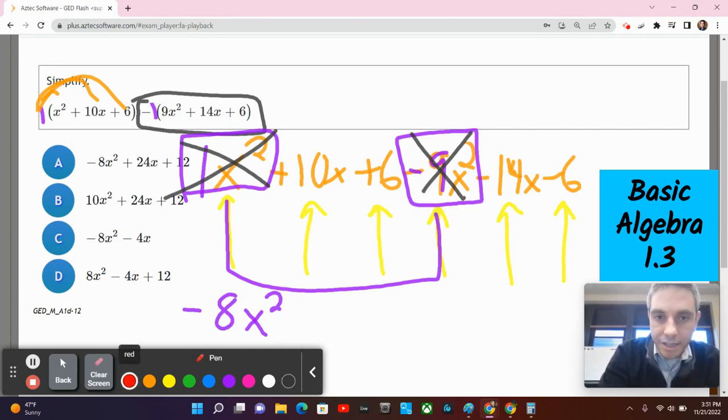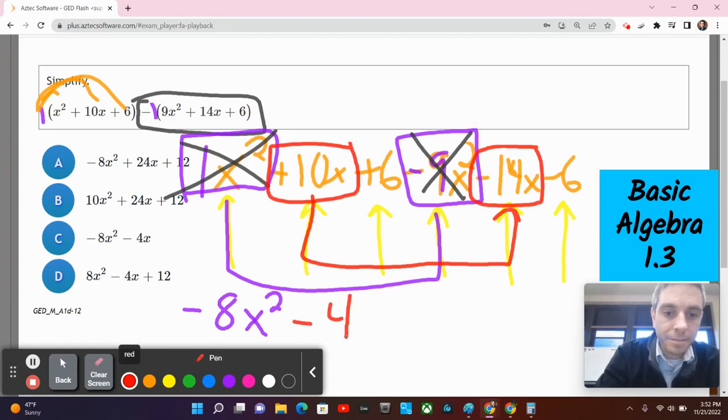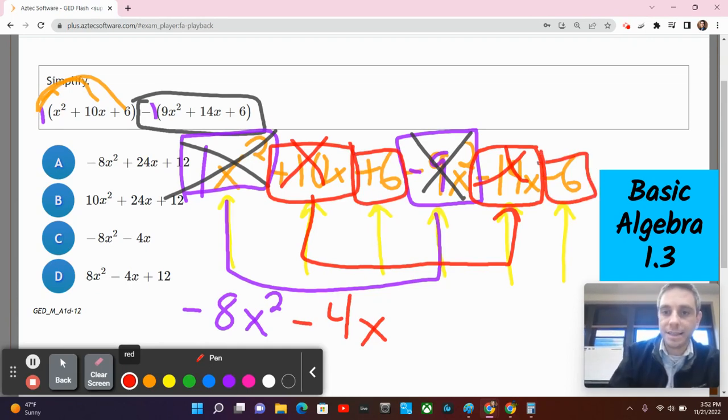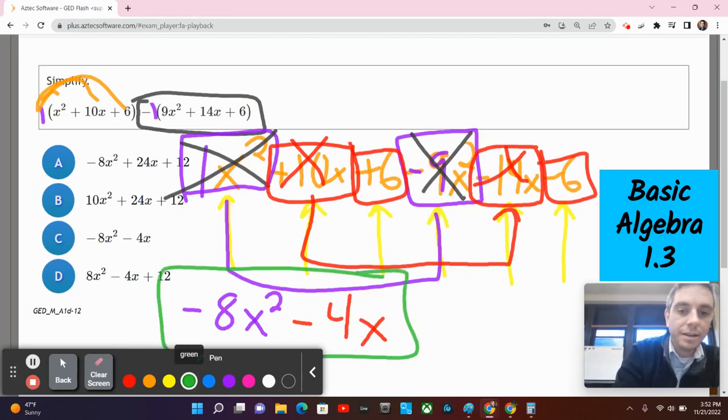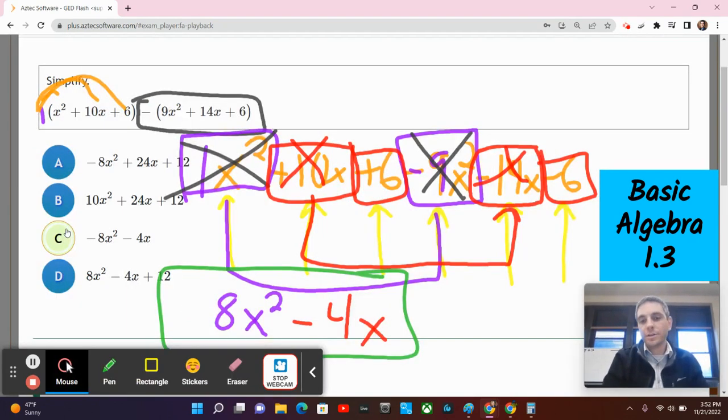Now we can match together 2 other terms here, I think. Yep, we've got positive 10x and we've got minus 14x, negative 4. And the x stays the same. 6 and minus 6. So 6 minus 6 is just 0. So the final answer is negative 8x squared minus 4x, which is answer choice C. Can't go any further than that. That's as far as we go.